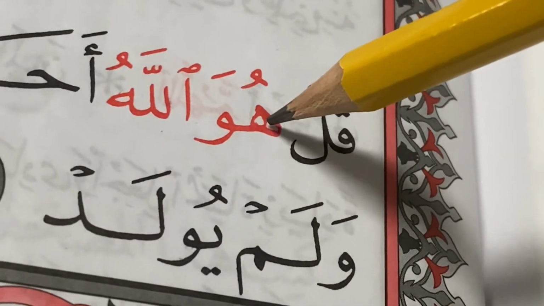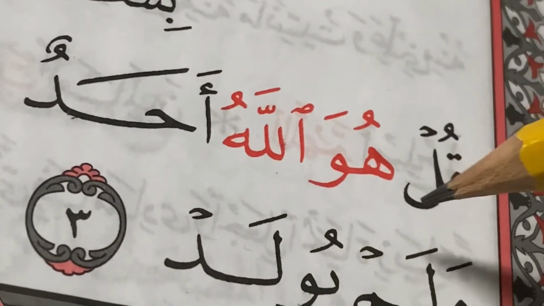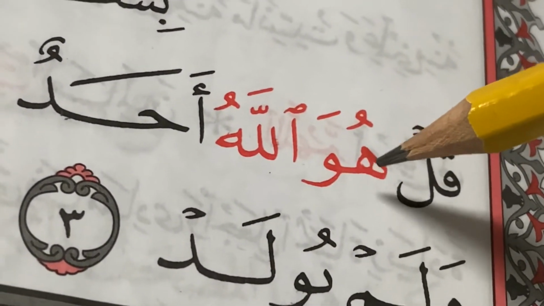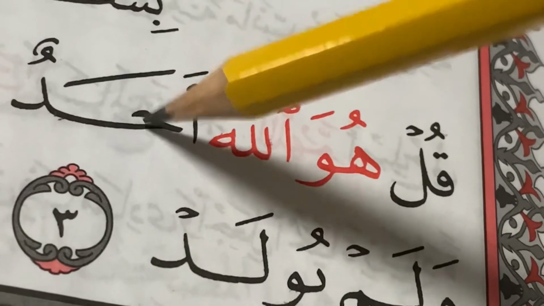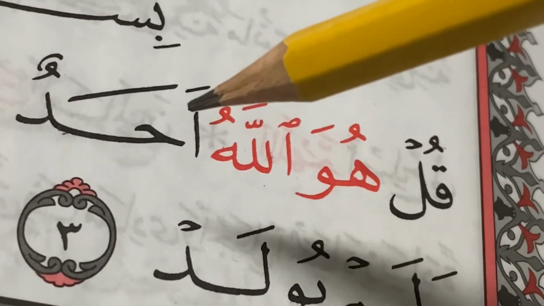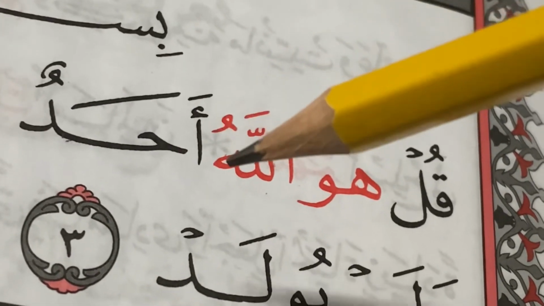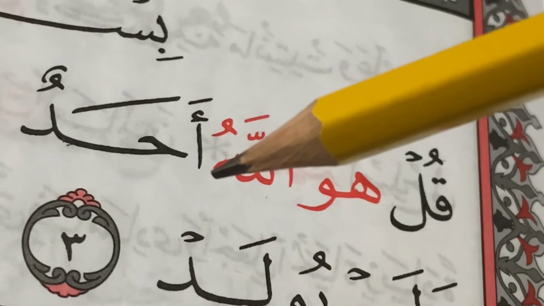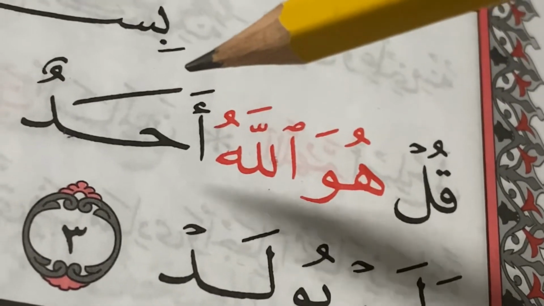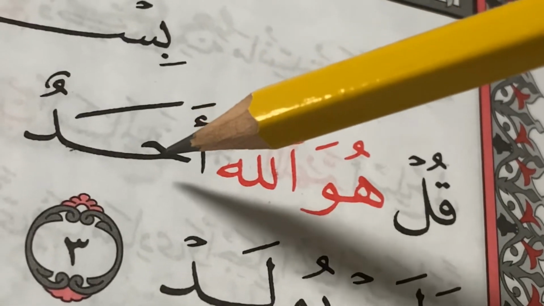This one is Ha, and this one is Ha. In English, they don't have a way to show the difference between this ha and that ha. That's why you need to learn Arabic. You cannot just learn English words and read the Quran. That's not perfect. You have to learn Arabic to read the Quran perfectly.